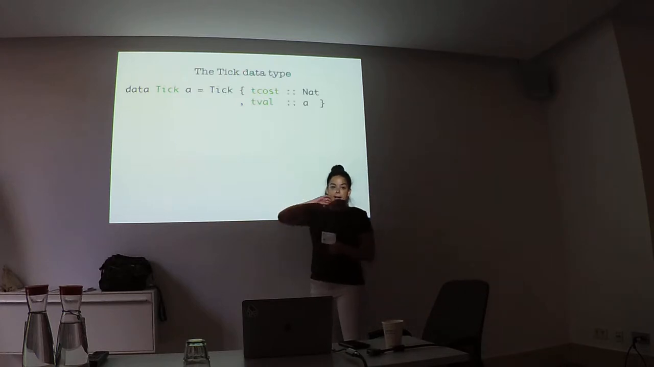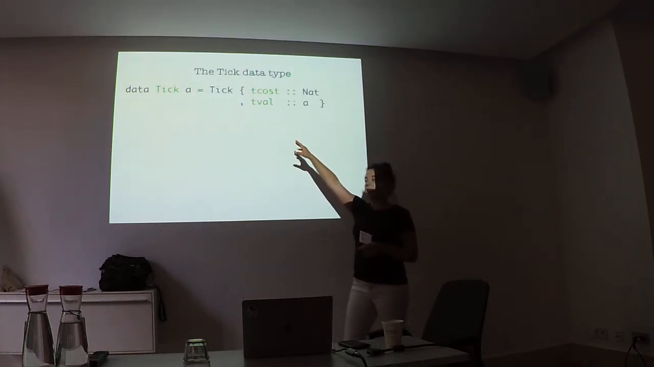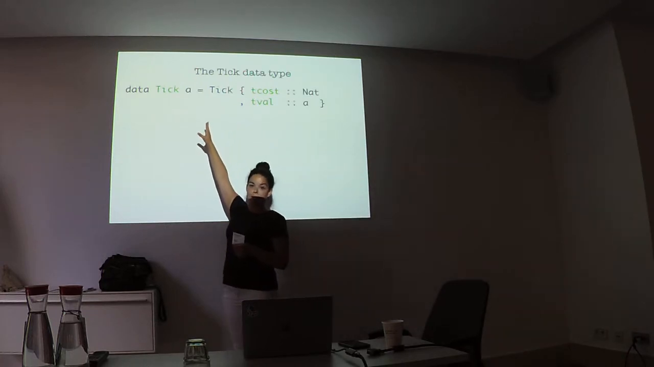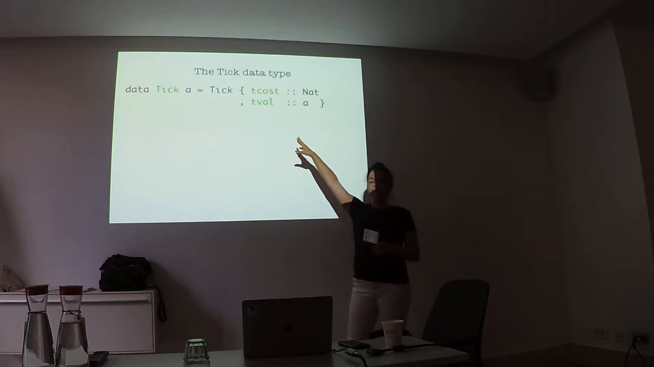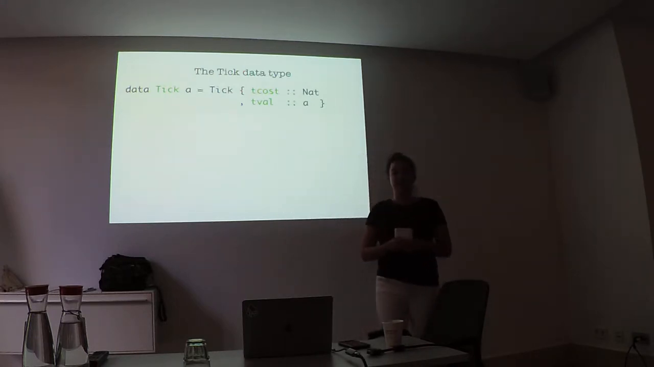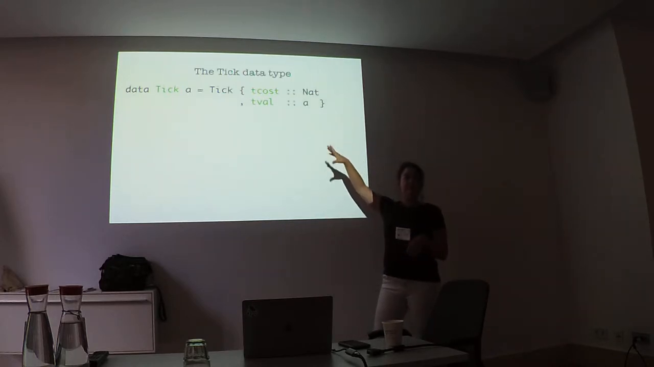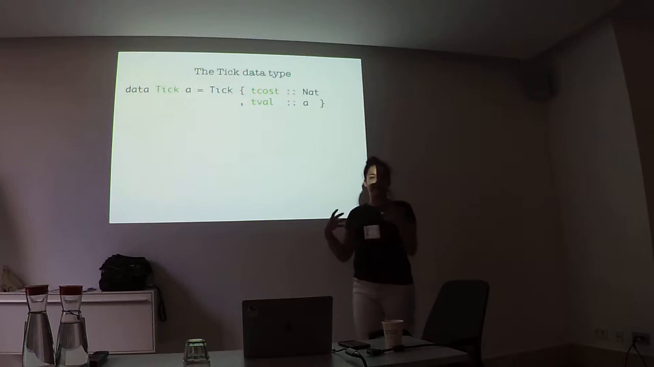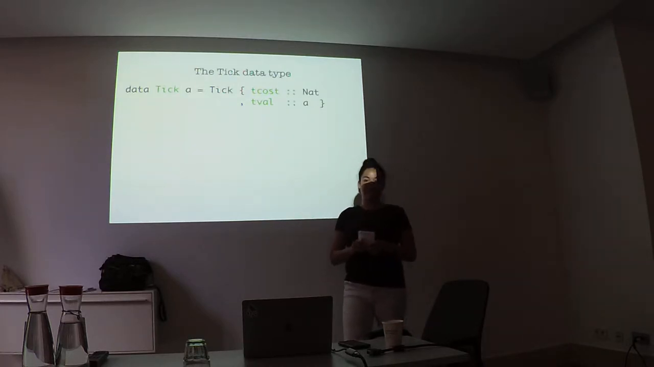So let's go and see what this Tick is. Tick is a Haskell data type defined very cleanly. It is parametric. It takes any type variable A, so I can define Tick on any A. And it has two fields. It has the value field that holds the A that I'm returning. And also it has a cost that is a natural number, and it is basically capturing the resources that I need to generate the value A.